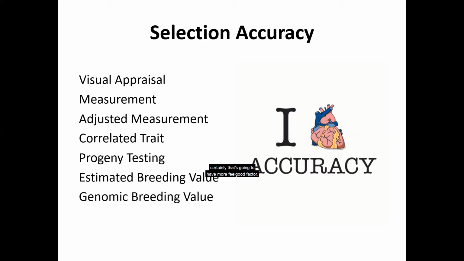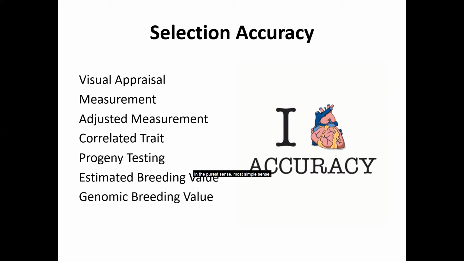And it's just like a Hallmark card. Now, if you give a Valentine with a cartoon heart, certainly that's going to have more feel-good factor than the accurate description of a heart shown here in the slide. But it's not going to be as accurate. So where do you fall in the process of selection? Do you want to make selection decisions that make you feel good, such as making your decisions based on how an animal places in the show ring, or do you want to use more accurate information as an indication of the animal's genetic merit?